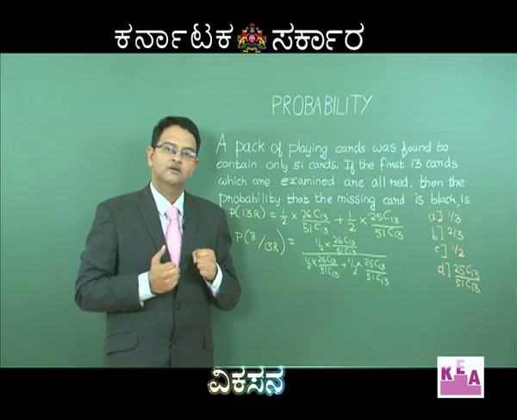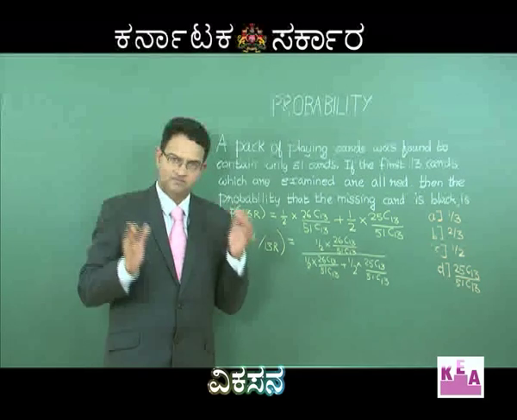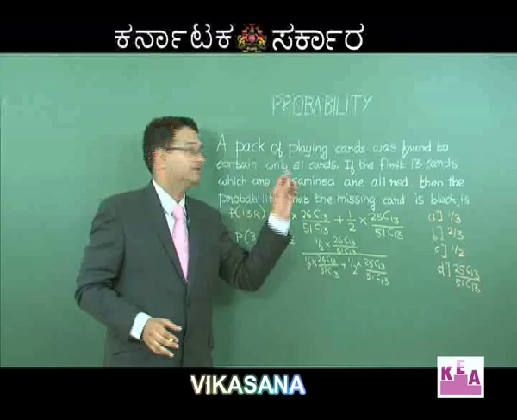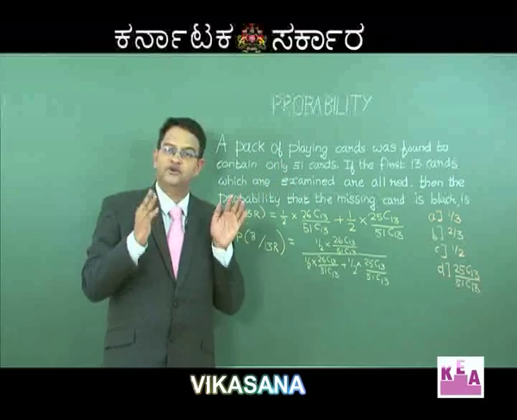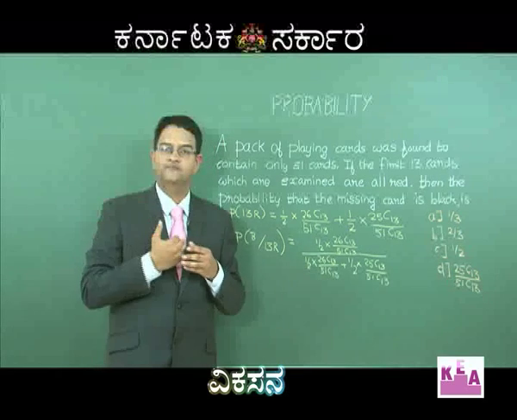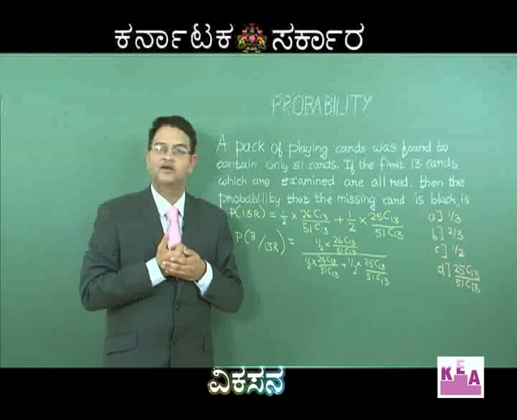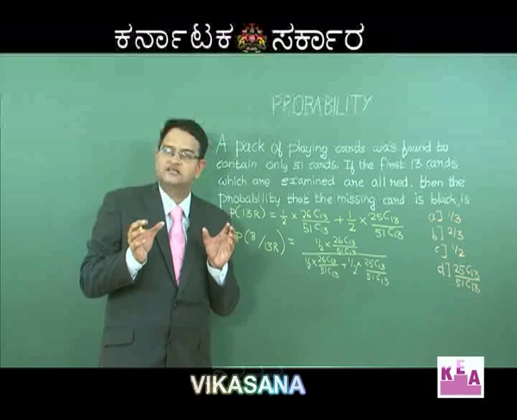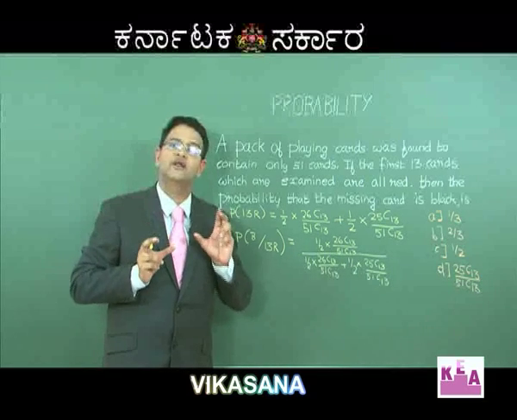Now tell me, children, totally 52 cards are there. Let's not consider the missing card right now. 52 cards are there, out of which I have drawn 13 cards, and all of those 13 cards are red. Now we have 39 cards which are remaining. In that 39, can we understand how many cards are red and how many cards are black?